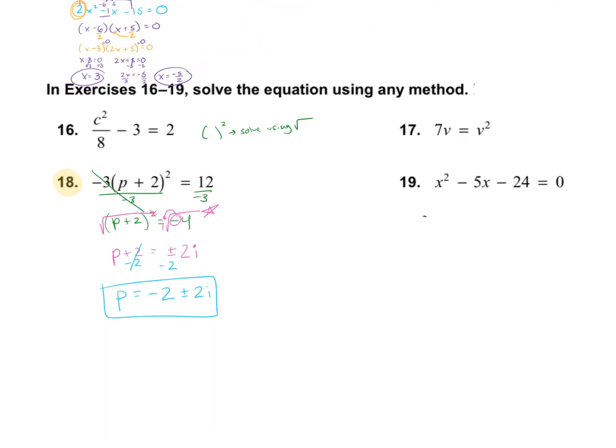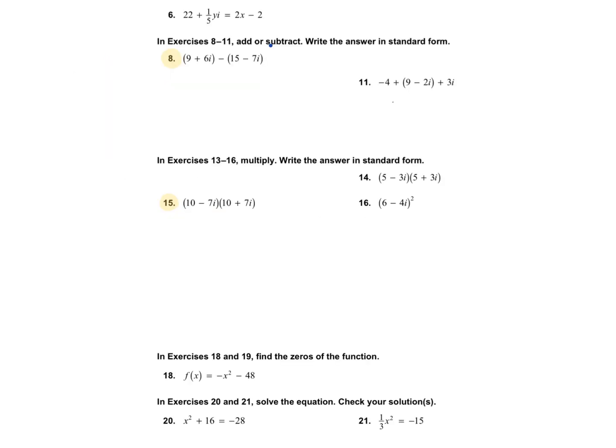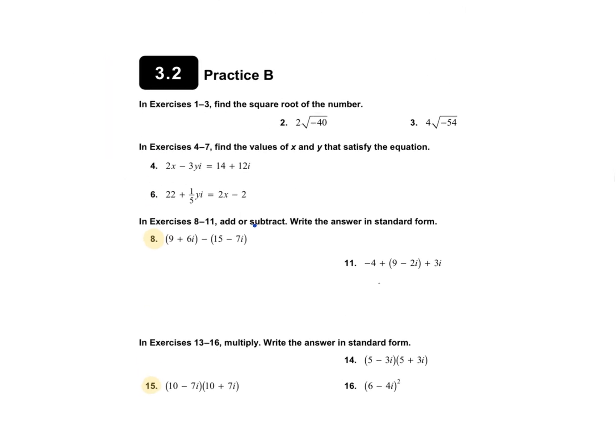All right, let's go to the next page. So 3.2, we had a lot of our imaginary complex operations where we had to add, subtract, or multiply our complex numbers. So for number 8, we're subtracting.